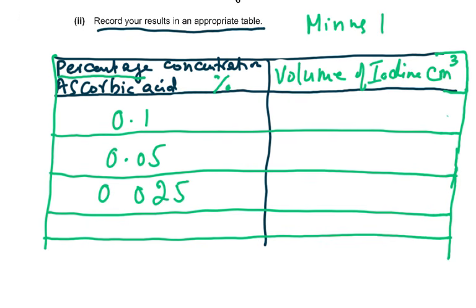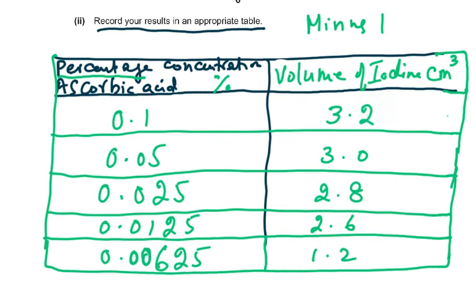So 0.025, and so you will complete this table. Now I have just cooked up the results. How did I cook up the results and why did I cook them up like this? Because you see 0.1% is the highest concentration of ascorbic acid, so more of the iodine will be needed for that. It says volume of iodine recorded for the highest concentration greater than the lowest concentration. So the more the ascorbic acid, the more the iodine which is needed to get the end point.